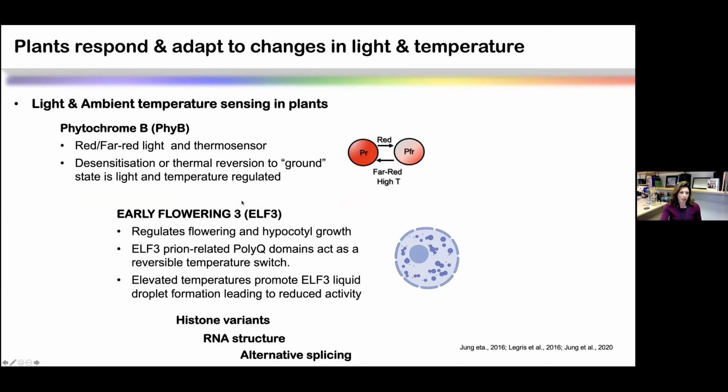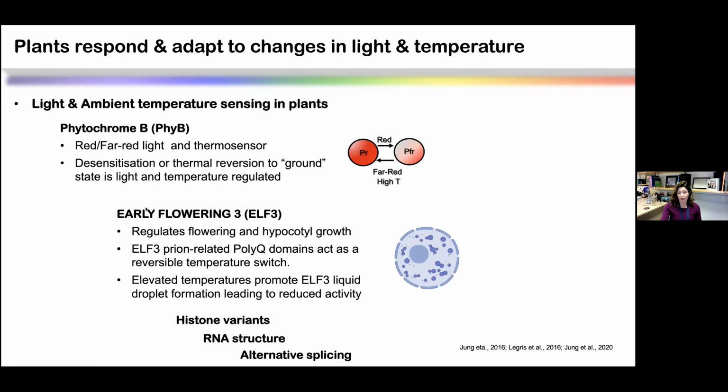And recently, there have been very elegant studies showing that the phytochrome B red far red light receptor can also act as a thermosensor. And it has been shown that desensitization or thermal reversion of phytochrome B is light as well as temperature regulated, which in turn affects changes in gene expression in response to both stimuli.